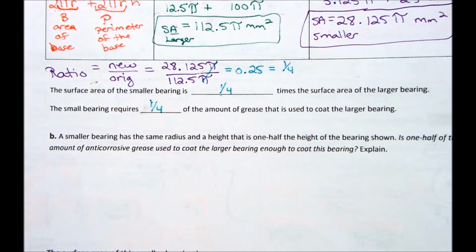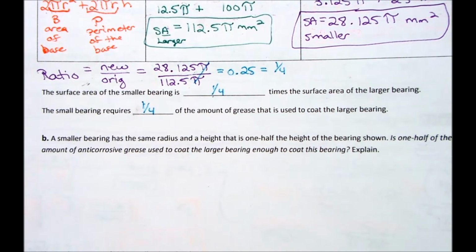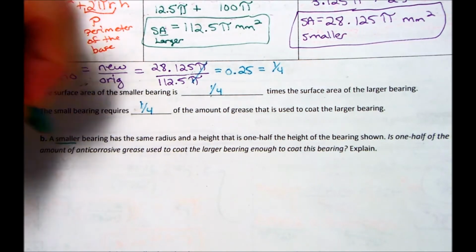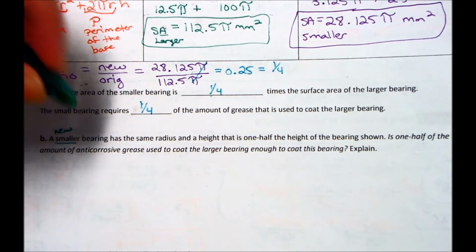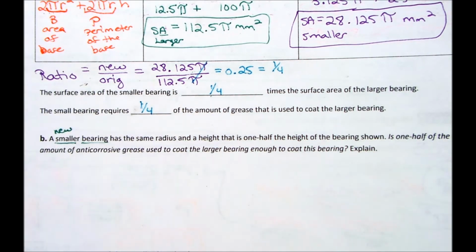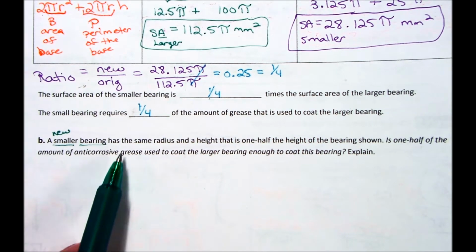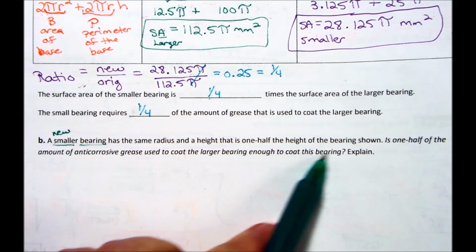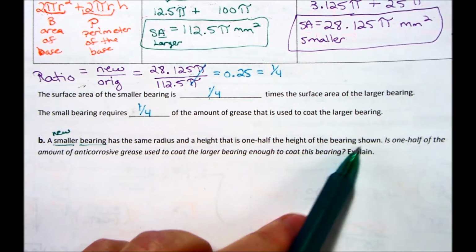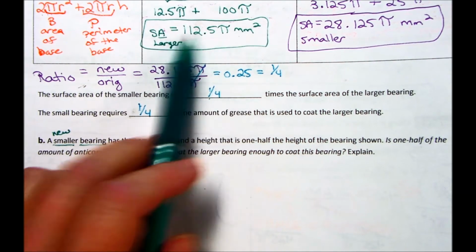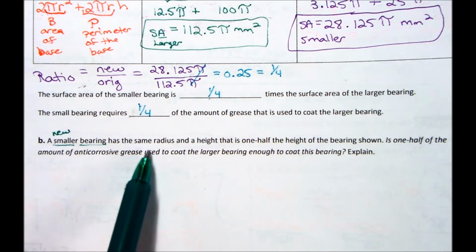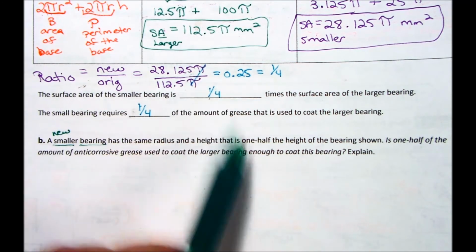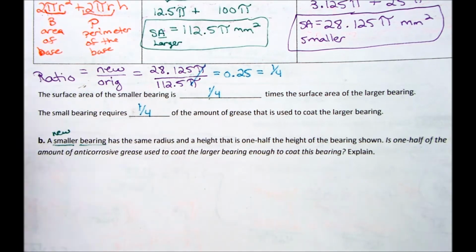There are a lot of steps to this problem, but they're saying now a different smaller bearing. So this is a new smaller bearing, different than the one we had in part A, that has the same radius and a height that is 1/2 the height of the bearing shown. Again, the bearing shown is the original, the one that had the 112.5 pi. But it's going to have the same radius as the original. It's only the height that's going to be cut in half.